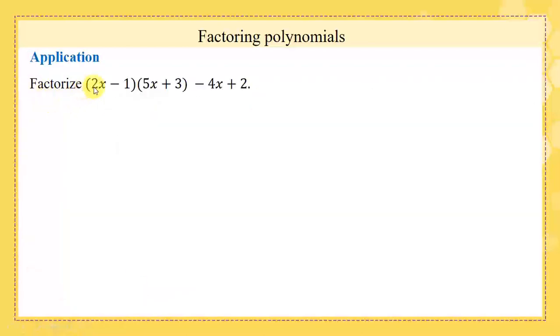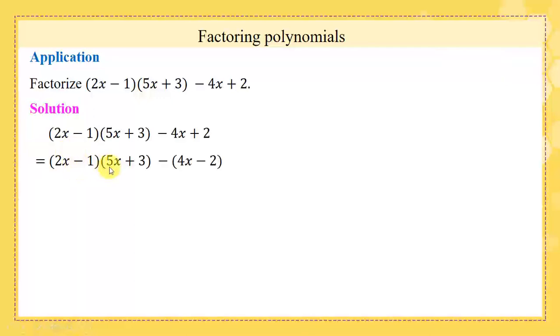Application: factorize (2x minus 1) times (5x plus 3) minus (4x plus 2). Please pause the video and try it by yourself. Solution: (2x minus 1) times (5x plus 3), take minus as a common factor, so the signs of 4x and 2 are now changed. Second, 4x minus 2, here we have 2 as a common factor, so we take it outside to get 2 times (2x minus 1).